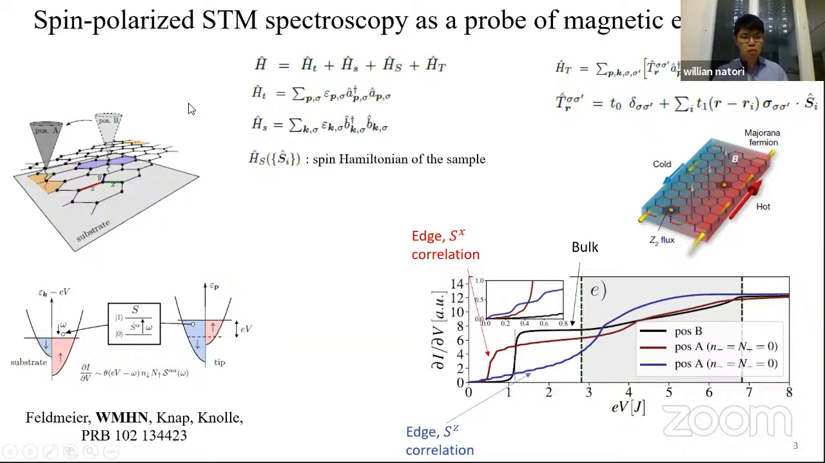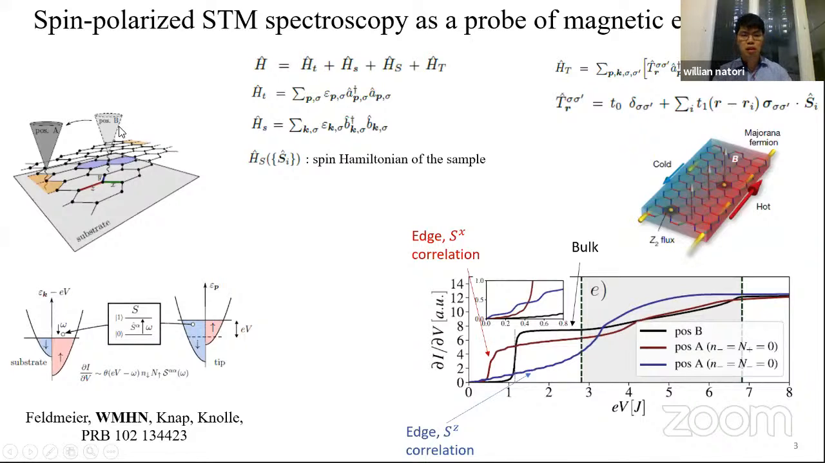So just one slide to summarize the result: we investigated spin-polarized STM as a probe of topological magnetic edge states. We tried to find the direct relationship between the tunneling conductance that we measure in STM when we place the tip at different points of the magnetic material.